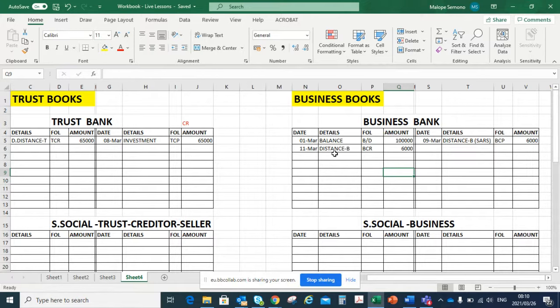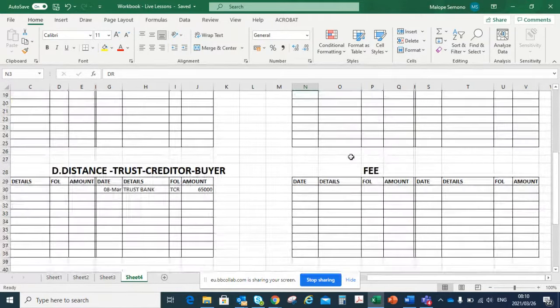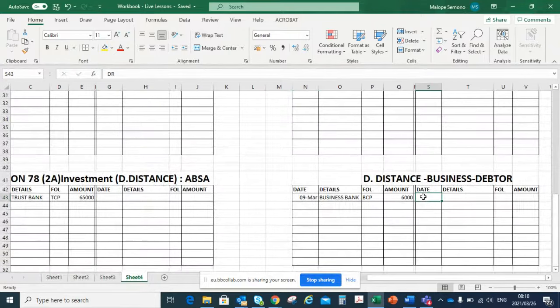But at the same time, we need to go and affect distance account to show that he paid us. So we need to go to distance. Obviously, I can apply the double entry system because here I have debited. And you see, I have debited here. So it means when I go to distance, I must go to the credit side. Can you see? I must go to the credit side and say the 11th of March. Can you see now? And then business bank. Okay. Business cash receipt and how much?